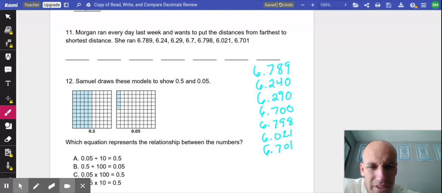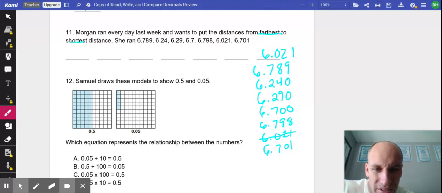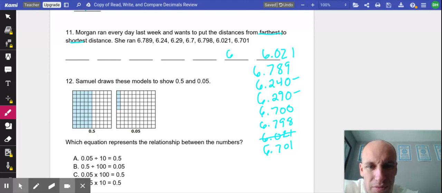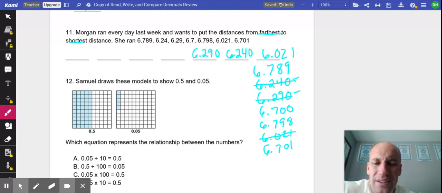So since our whole numbers are all the same, I'm going with the lowest number in the tenths. So that would be the 0 down here. So I'm going to cross that one out and put it down here because it's furthest to shortest. So that would be my shortest. Next shortest would be looking at the tenths. And we have two of them that have the 2. So we have to go to the hundredths. 4 and a 9. So I know my 4 is smaller than the 9. So that's going to go in there. And then my 9, 6 and 29 hundredths, would go in there next.